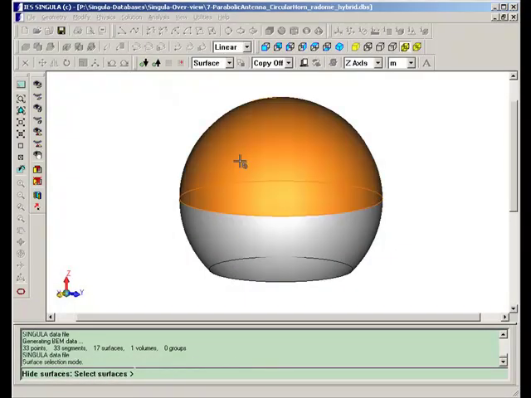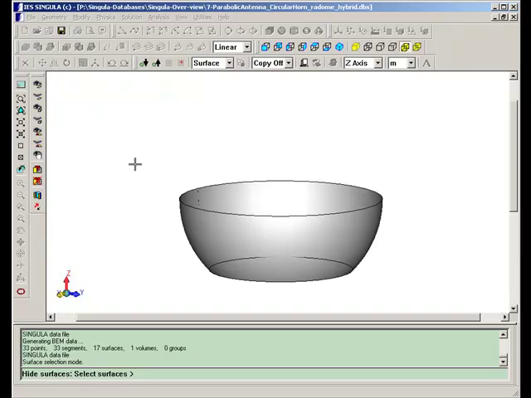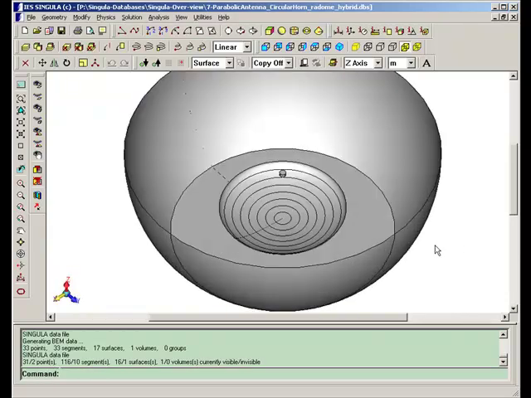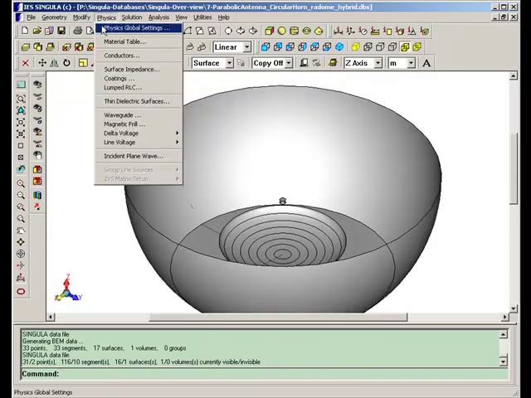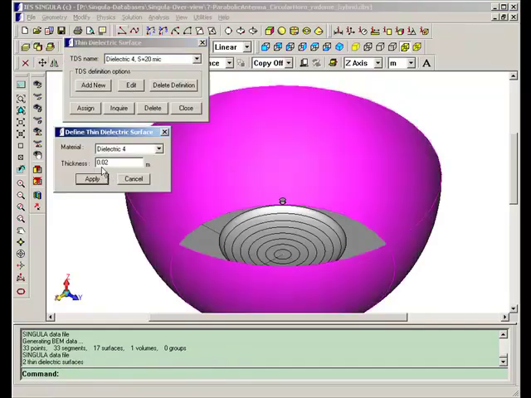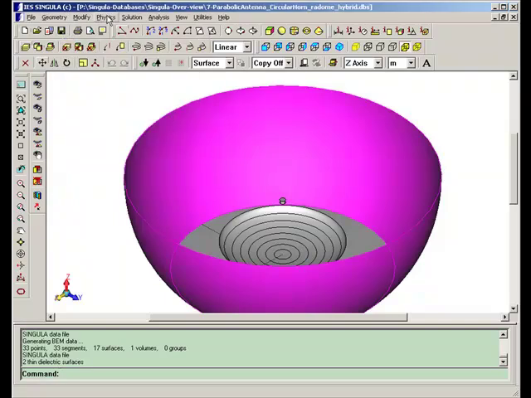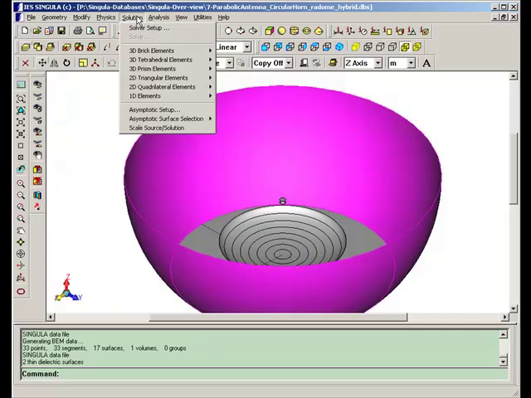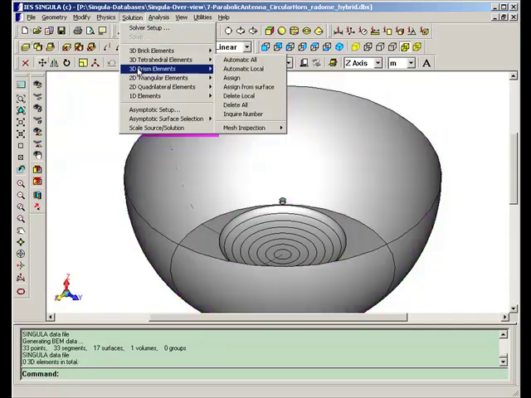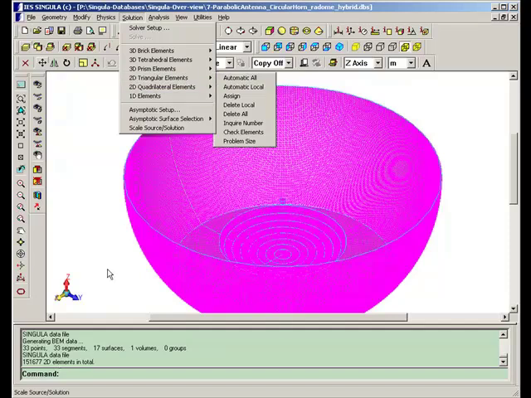The spherical surface is a radome. When you hide this surface, you can see the antenna inside. That is a reflector antenna. The radome is modeled as a thin dielectric surface whose thickness is taken as 0.02 meters. The frequency of operation in this model is 900 megahertz. Approximately 151,000 triangular elements are used.